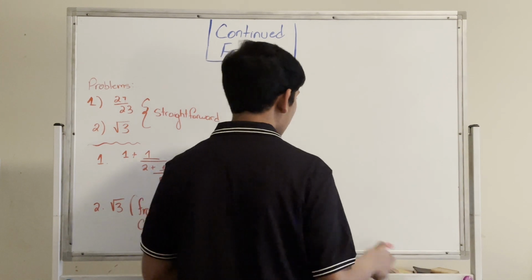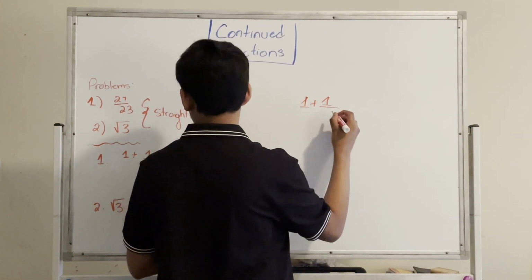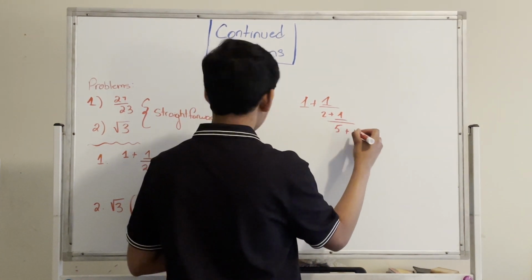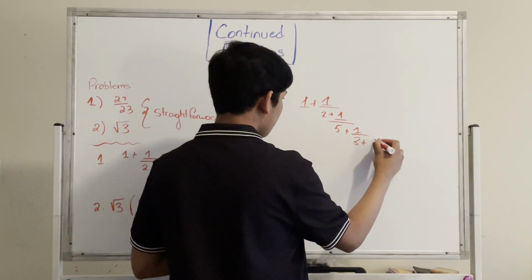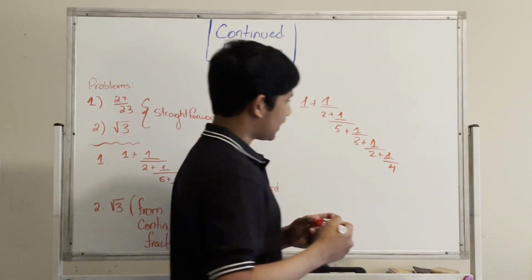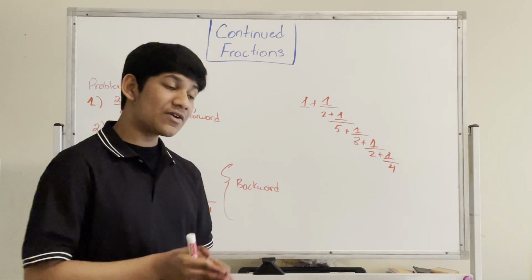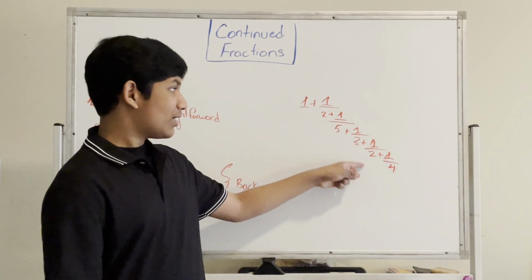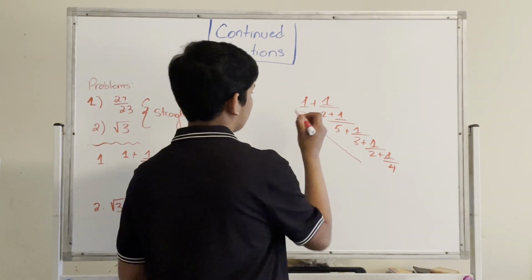So we want to simplify 1 plus 1 over 2 plus 1 over 5 plus 1 over 3 plus 1 over 2 plus 1 over 4. Now we want to simplify this continued fraction. Now we must reverse engineer this. We must work backwards. Okay, so let's work backwards. So we're going to be working this way.